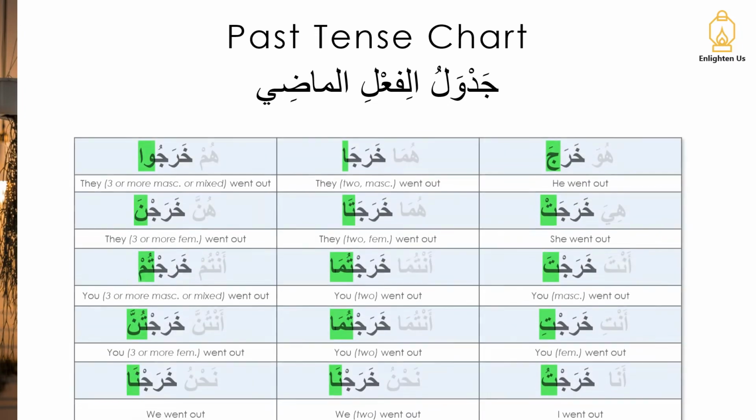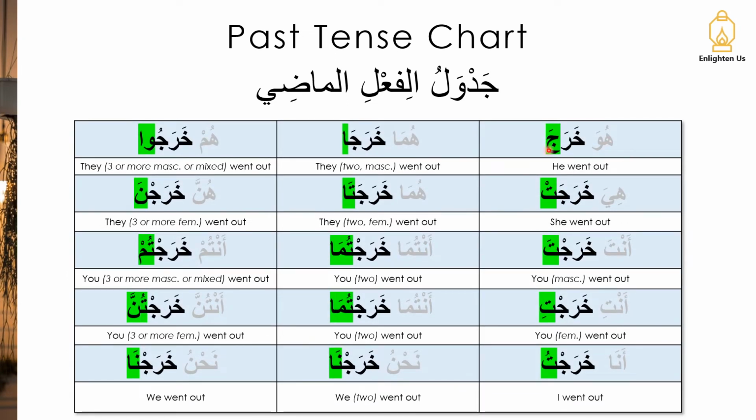So it's using that root, kharaja, but for all the pronouns, so all the various options that we have. So we have huwa kharaja, huma kharaja, hum kharaju, hiya kharajat, huma kharajata, hunna kharajna, anta kharajta, antuma kharajtuma, أنتم خرجتم، أنت خرجتِ، أنتما خرجتما، أنتن خرجتن، أنا خرجت، نحن خرجنا.